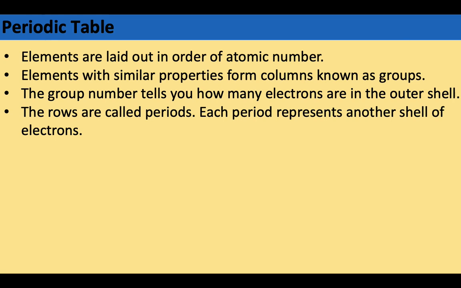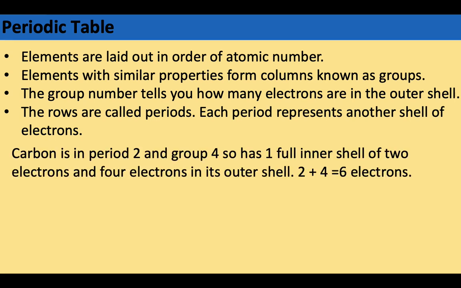In the periodic table, the elements are always laid out in order of atomic number. Those elements with similar properties form columns known as groups. Now the group number tells you how many electrons are in the outer shell. That's one thing that is important to take away from this. And then the second important thing is that the rows are called periods, and each period represents another shell of electrons.